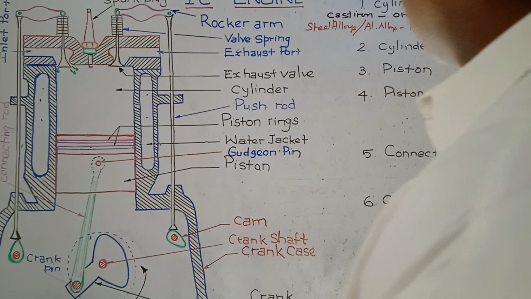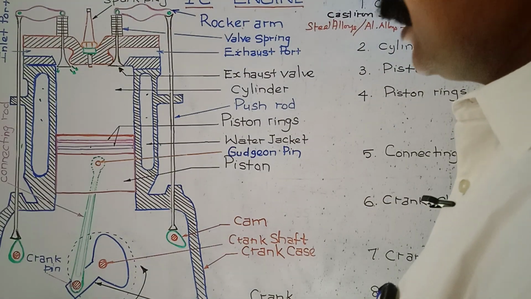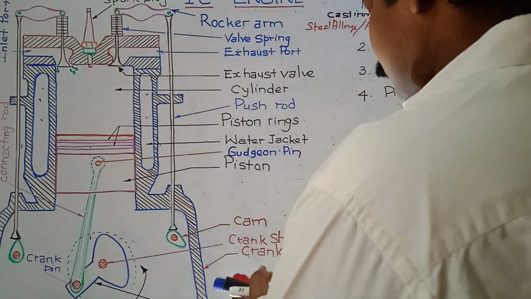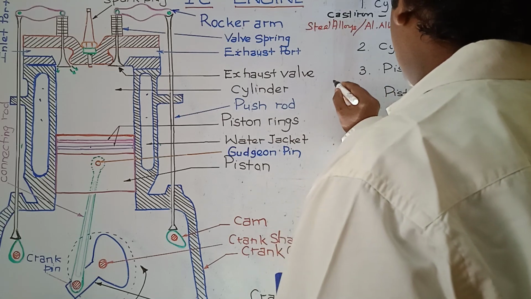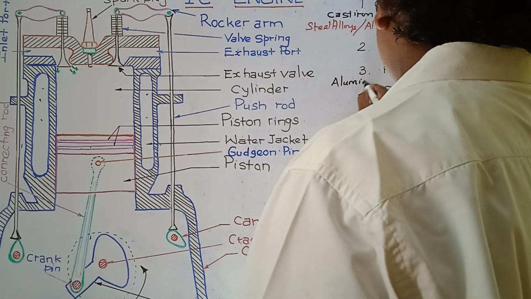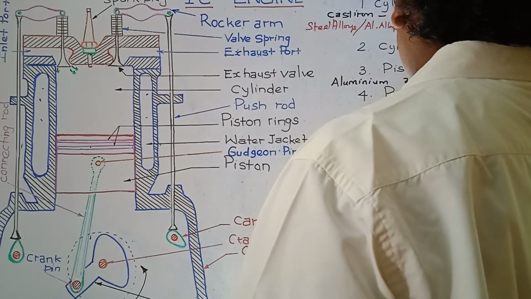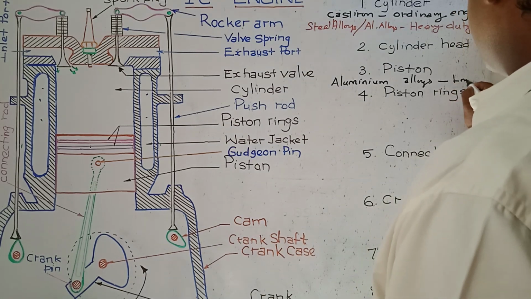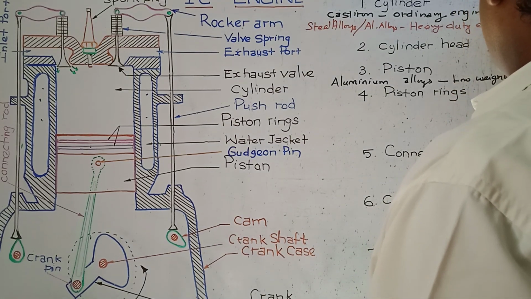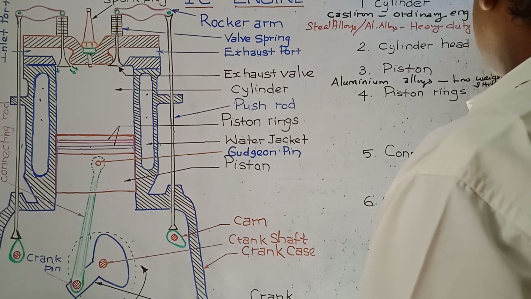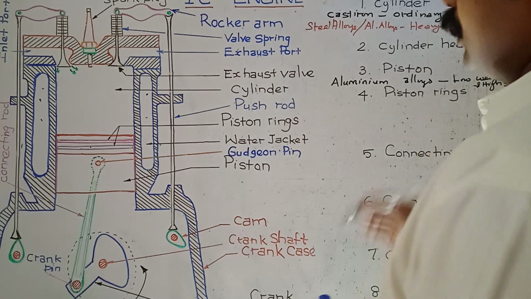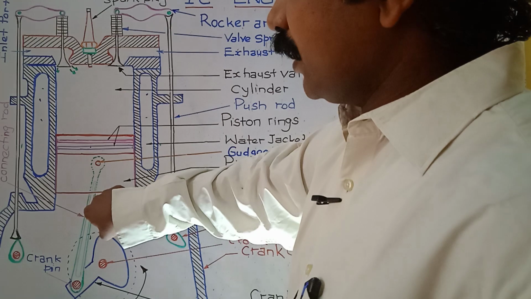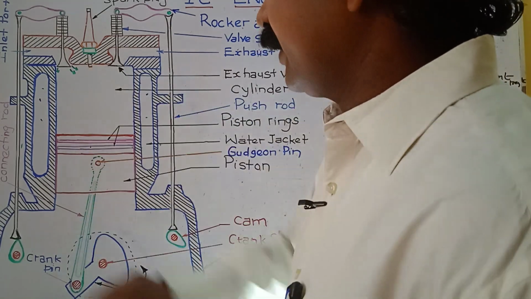The next important part, and the heart of the internal combustion engine, is the piston. The piston is made using aluminum alloys for low weight and high strength. The piston transfers the energy from the combustion chamber to the connecting rod.